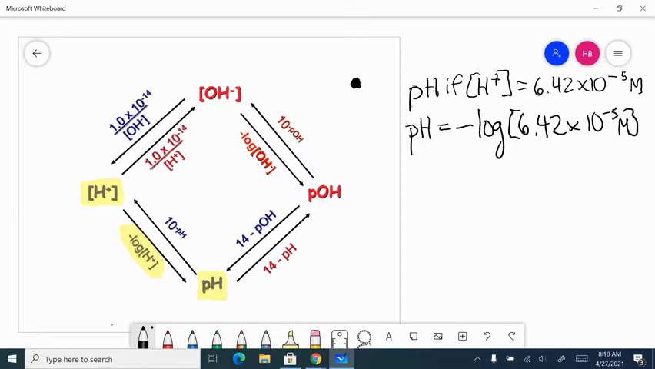So you're going to go to your calculator and find the log key. I'm going to find the negative sign, not the minus sign, and I'm going to do negative log of 6.42. Then I'm going to find the exponent key, or the EE key, like we did in stoichiometry, then negative 5. Now I get an answer of 4.192.